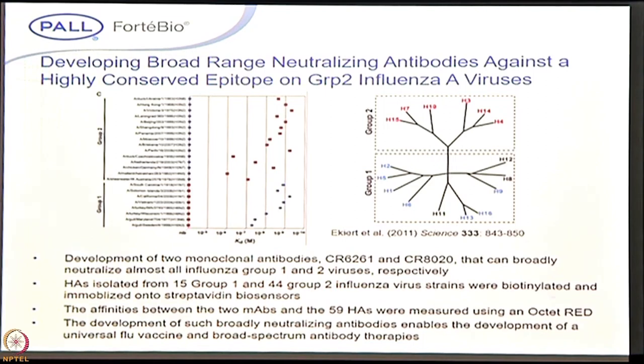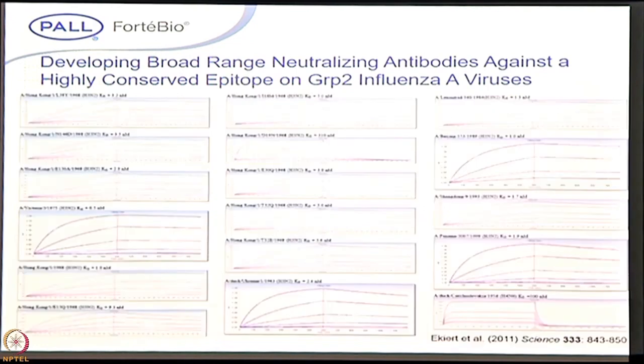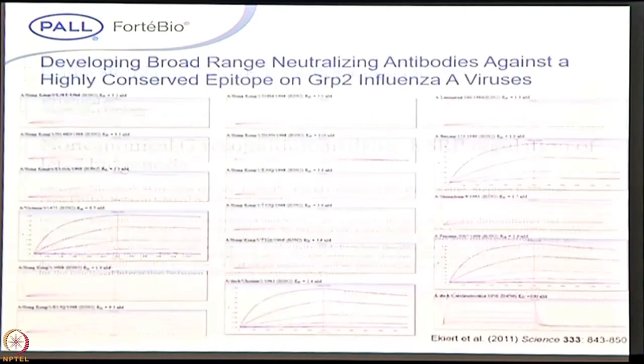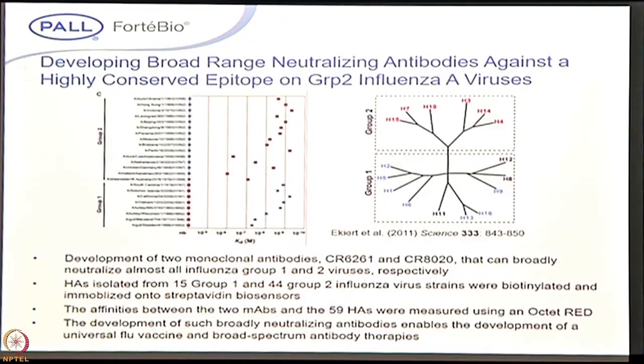And then he did a biotinylation, and then he immobilized all 59 hemagglutinins using the streptavidin sensors, and then screened with the respective antibodies. If you look at this, you can see the binding interactions of the different antibodies to the respective hemagglutinins. From this, they developed the two broadly neutralizing antibodies. So very quickly, we can screen this kind of application using this.